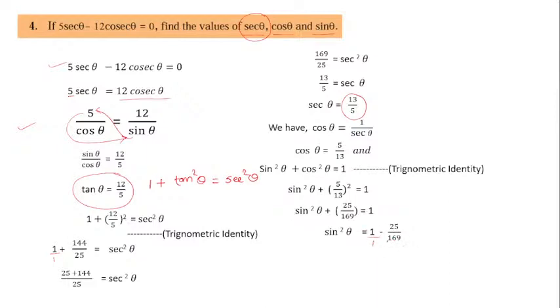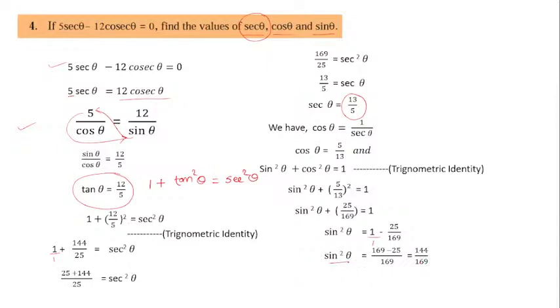Now we have to cross multiply as the denominators are different here. So 169 into 1, that's 169, minus 25 into 1, that's 25, divided by 169 into 1, that's 169, and that is equal to 169 minus 25, that is 144 divided by 169, that is equal to sin square theta on the left hand side as it is.